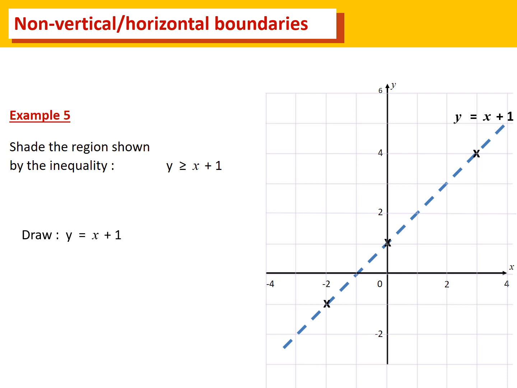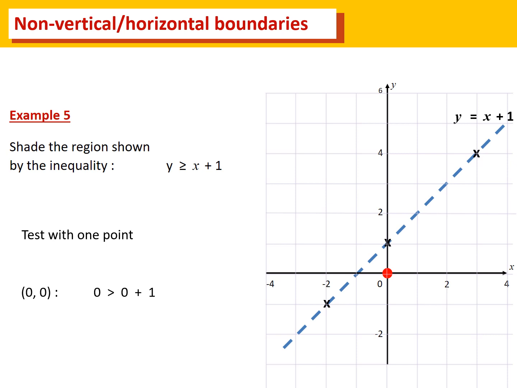Once again, we pick a point not on the line, and we're going to pick 0, 0 again. We put 0, 0 into the inequality. What do I mean by that? Y equals 0, we replace there. X equals 0, we replace there. And that gives the inequality that 0 is greater than 1. Now, of course, 0 isn't greater than 1.